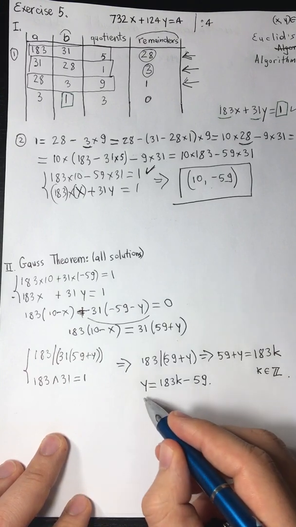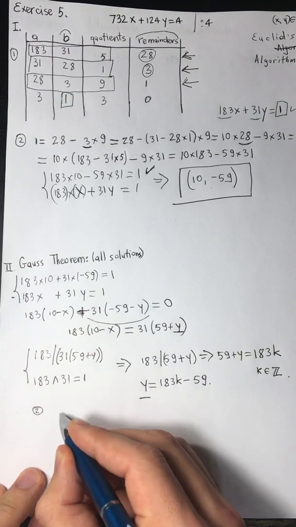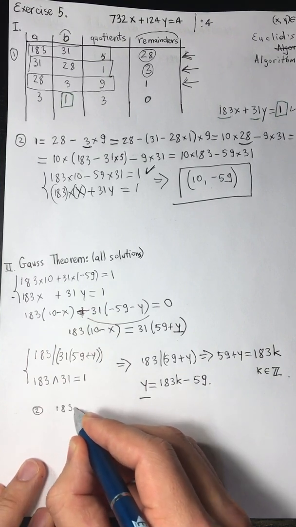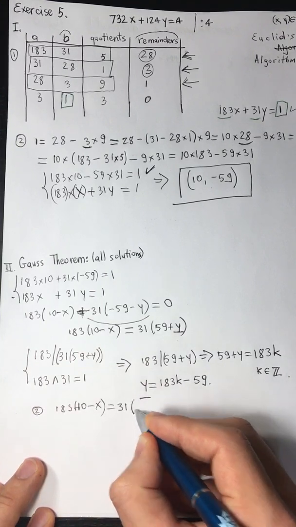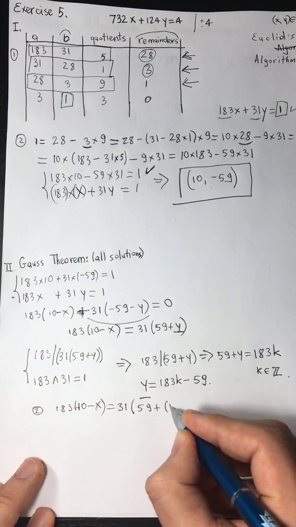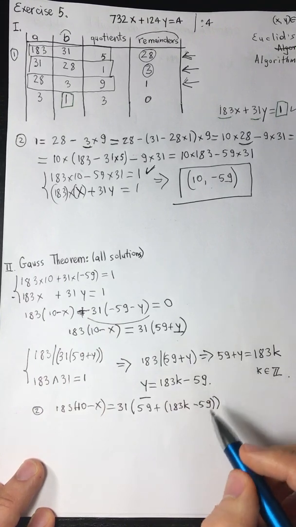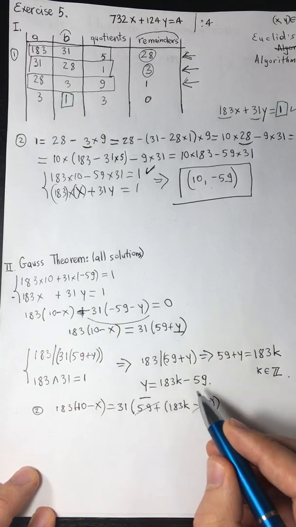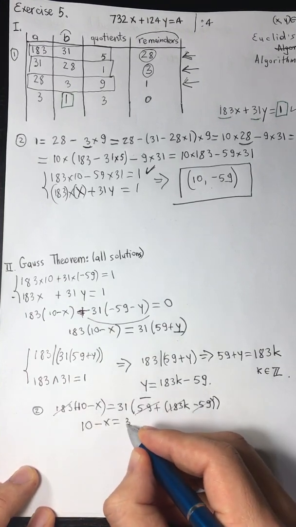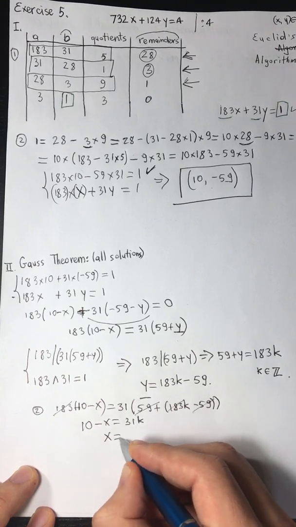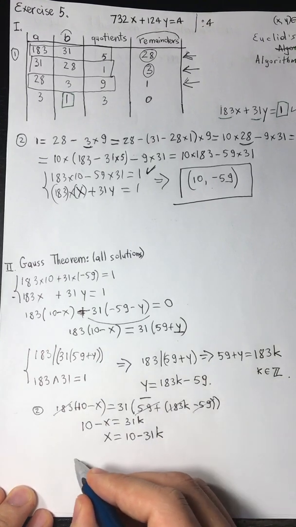So we have y, and now I insert this y in here. So let's say it's the second step: 183 times (10 minus x) is equal to 31 times (59 plus y), where y is 183k minus 59. And now the cancellation part, I love this part, bye bye. Now 183 you can divide out, so at the end we have 10 minus x is equal to 31k, then x is equal to 10 minus 31k.